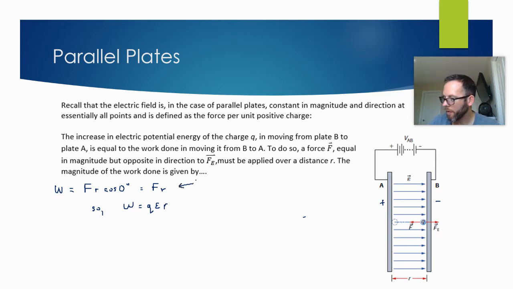And since E is constant, F is constant. Got to stress that. Inside parallel plates, the electric field is constant, the electric force is constant. So we have this expression, the work required to bring a charge Q across parallel plates that are separated by R that generates an electric field, epsilon, is this. It's Q times epsilon times R.